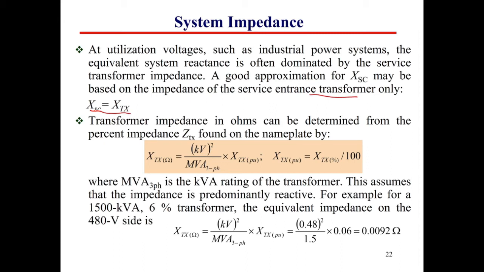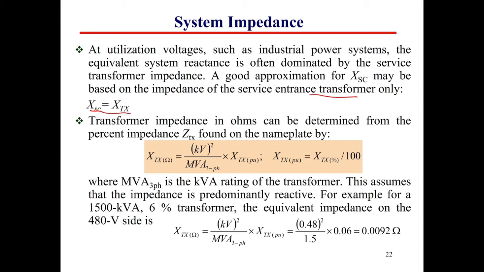Transformer impedance can be, of course, determined from the size of the transformer and from the kilovolt. Kilovolt squared divided by the size of the transformer will be the base impedance, multiplied by the per unit, that will give you the impedance in ohm. So those are the unit transformer.